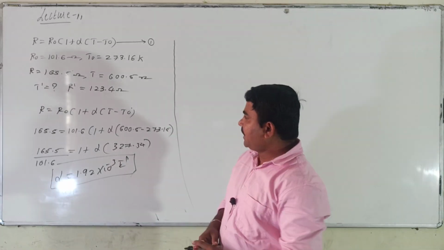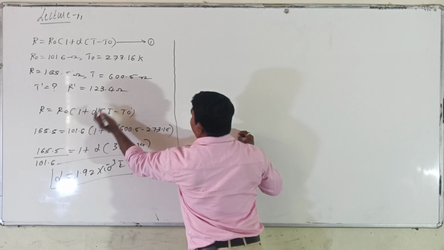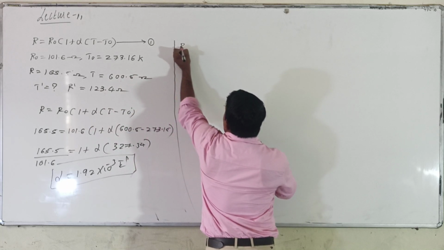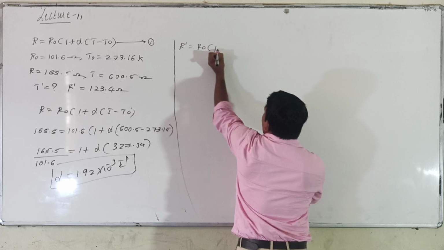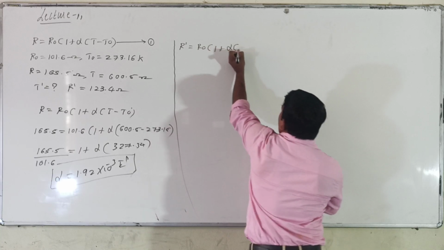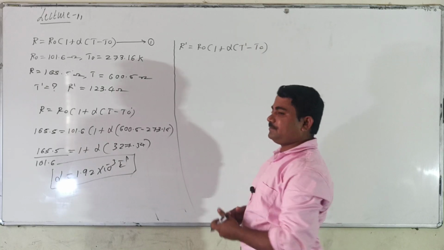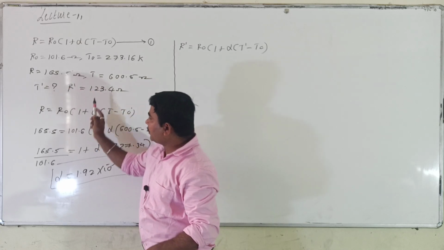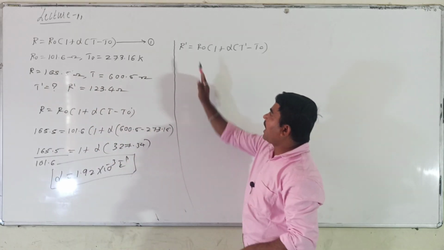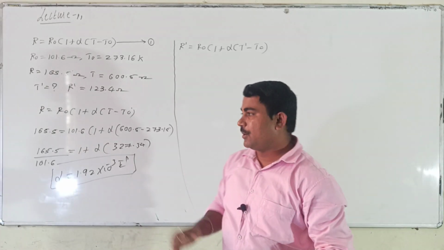See here, this equation I can modify. How to modify this equation? Look at me. Now simply R can be replaced by R dash, R naught keep it the same, into bracket 1 plus alpha, T can be replaced by T dash, T naught. I mean R can be replaced by R dash, T can be replaced by T dash. At this resistance, what about this temperature? Our calculation. Now just put the values.